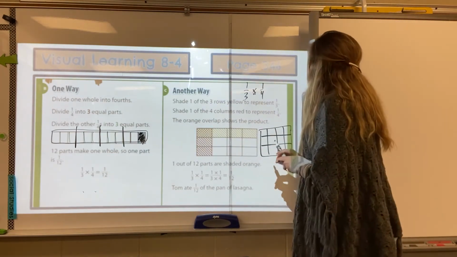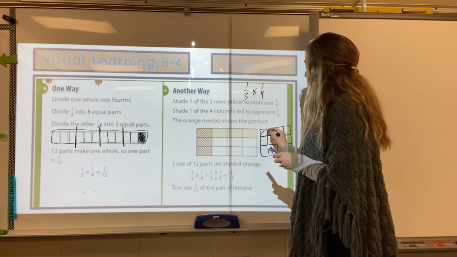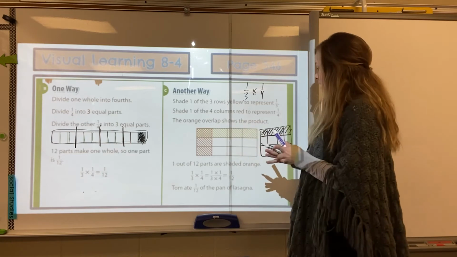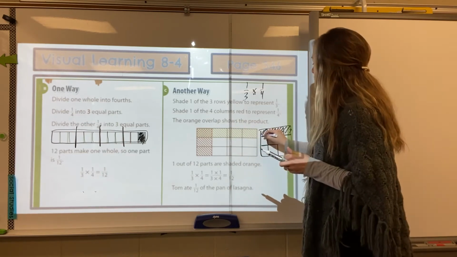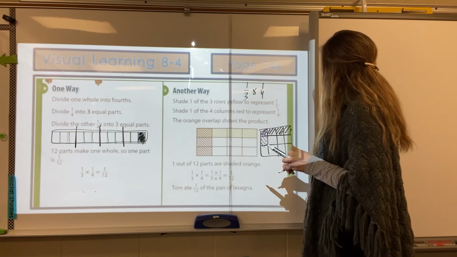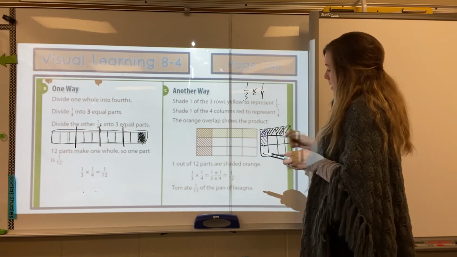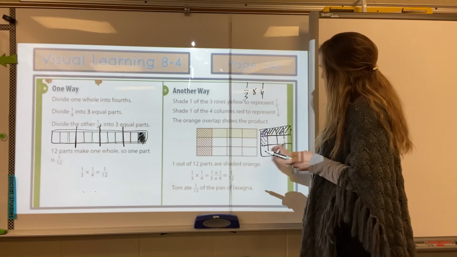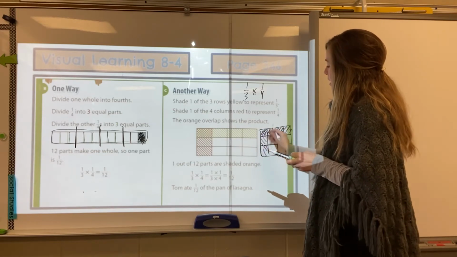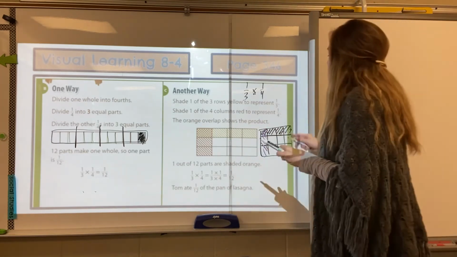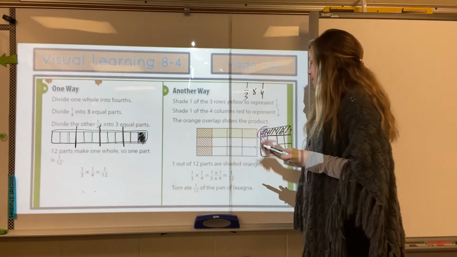So if I shade 1/4, I'm gonna go this way, just like they did there. And then if I shade 1/3, I'm gonna go the other way. Okay, I did it opposite. This is 1/3. See, 1, 2, 3. I just said it opposite. And then this is, I guess I really visualize it the other way. That's okay. So then the overlapping is my numerator.